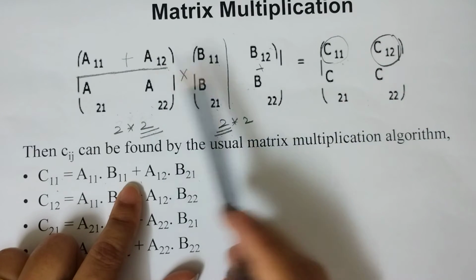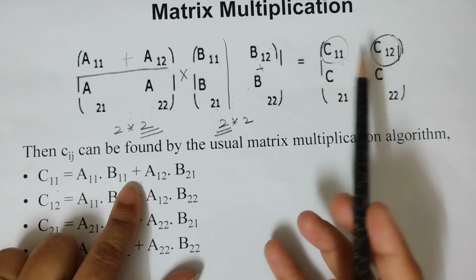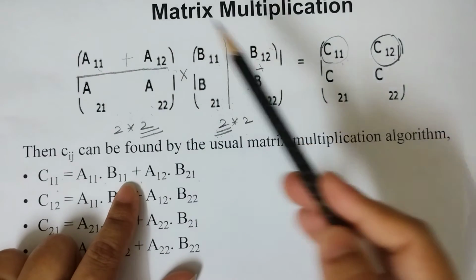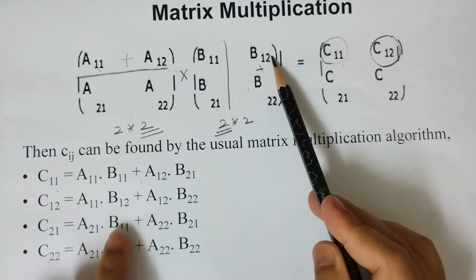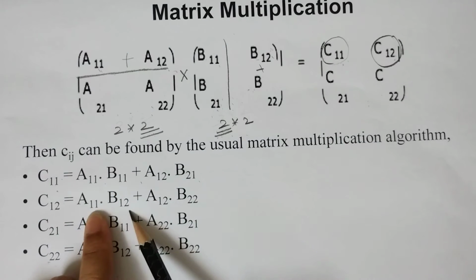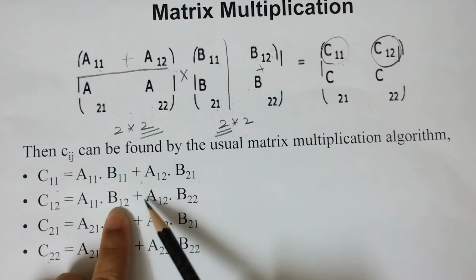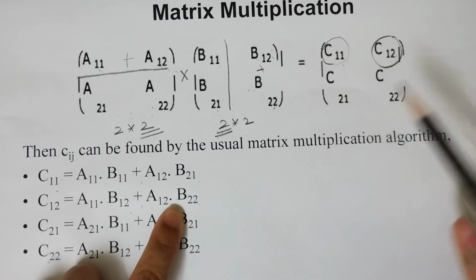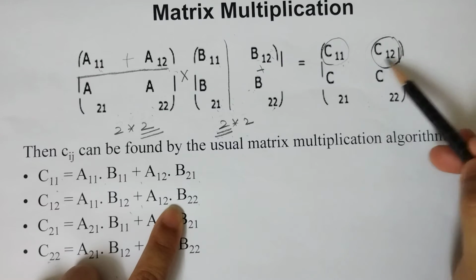And then coming to C12, how do you obtain C12? Again by taking the first row, A11, but multiplied with the second column value, that is B12. Okay, so A11 multiplied with B12 plus A12 multiplied with B22. So by this we will obtain the value for C12.